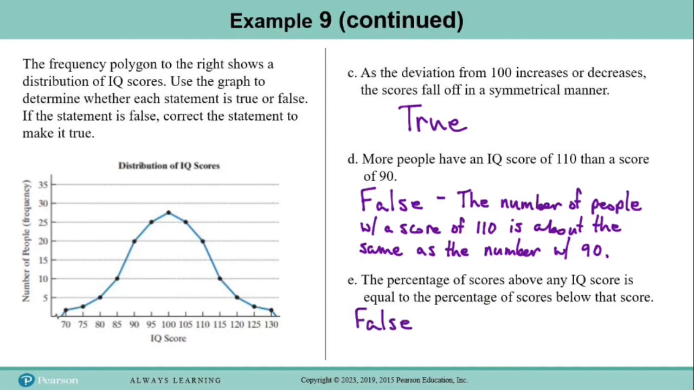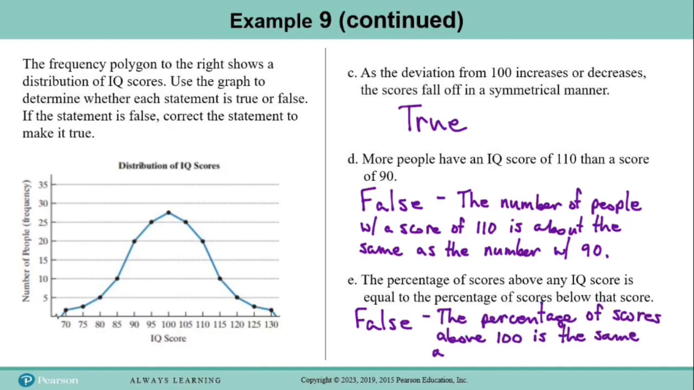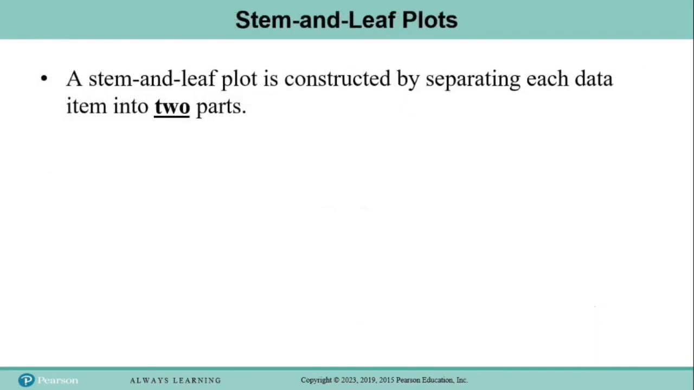And then to make this a true statement, we need to say not any IQ score, but a score of 100. And so let's say that the percentage of scores above 100 is the same as the percentage of scores below. Now let's take a look at stem and leaf plots. And these are really easy to make and really easy to understand. So let's take a look.